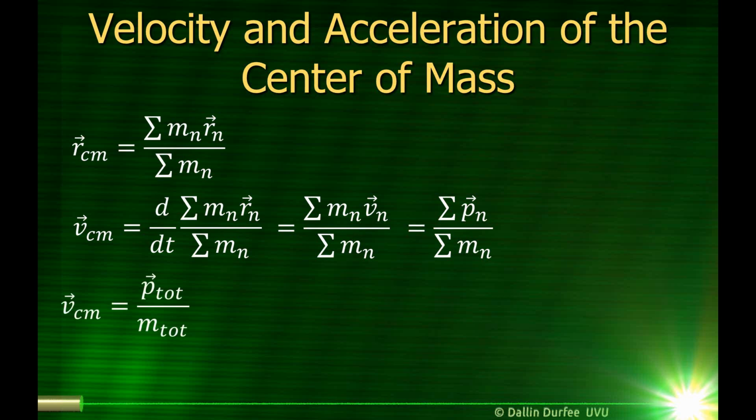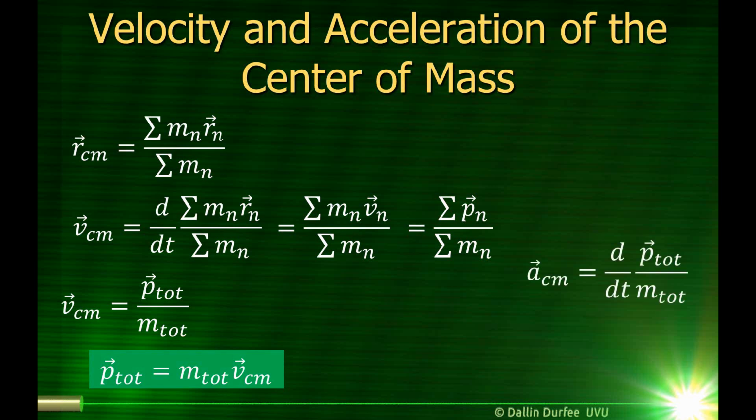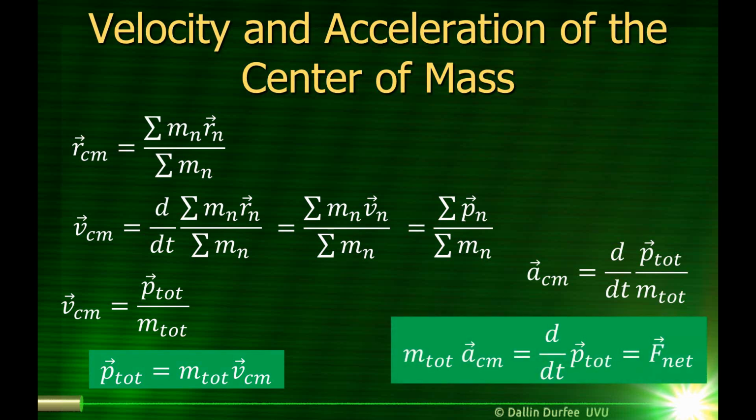All right. Now, the velocity of the center of mass is just the total momentum of my objects divided by the total mass of my objects. If I rearrange things, the total momentum of my system is just the total mass of my system times the velocity of the center of mass of the system. Cool. Now, what is the acceleration of the center of mass? Well, I'll take the derivative of the velocity, and that gives me the derivative of the total momentum divided by the total mass. If I multiply both sides by the total mass, which is a constant and comes out of the derivative, I find that the total mass times the acceleration of the center of mass is equal to the time derivative of the total momentum.